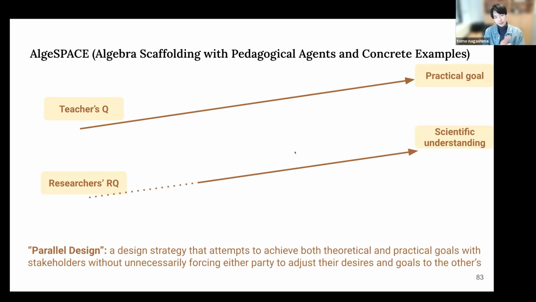So this is a parallel thing in the process of thinking about research questions, trying to achieve both. And I decided to call this parallel design. It can be defined as a design strategy that attempts to achieve both theoretical and practical goals with stakeholders without unnecessarily forcing either party to adjust their desires or goals to the other's. Because oftentimes, either party has to adjust their own desire in order to achieve the other's goals. So we are exploring this parallel design, where we try to achieve both practical and theoretical goals while working with this teacher.